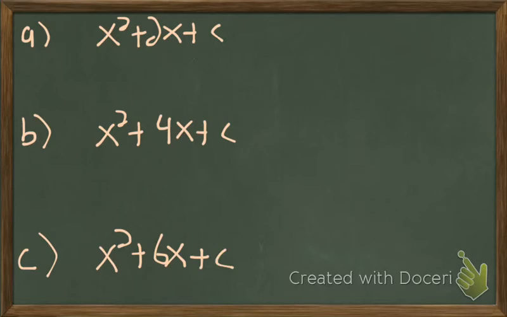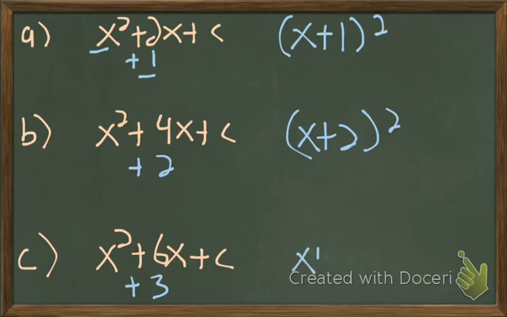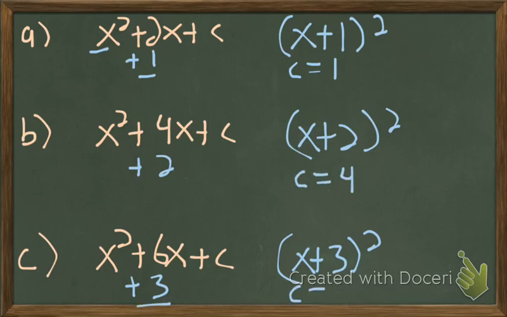All you do is take half the middle term, so plus 1, plus 2, plus 3, right? And then you write it as this plus this squared, or minus. So you get x plus 1 squared, x plus 2 squared, and you get x plus 3 squared. Right, and just remember to square that to get c. So 1 times 1 is 1, 2 times 2 is 4, 3 times 3 is 9. Super easy, right? So that's it, guys. Thank you.